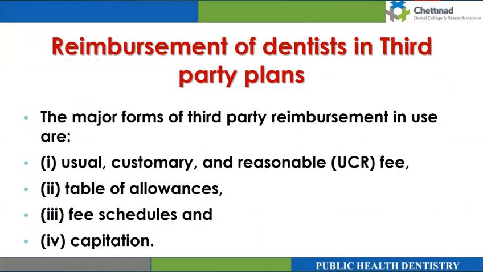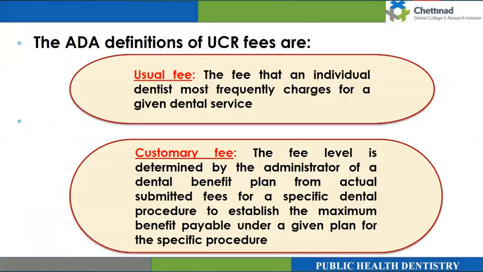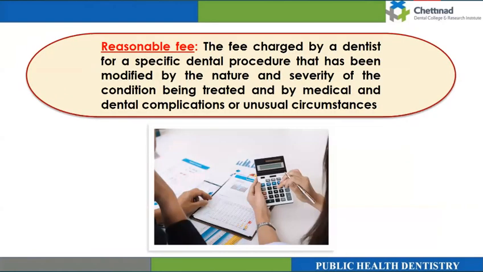Next, reimbursement of dentists in third party plans. The major forms of third party reimbursement in use are usual, customary, and reasonable fee, table of allowances, fee schedules, and capitations. ADA definition of UCR fees are: usual fee means the fee that an individual dentist most frequently charges for a given dental service. Customary fee: the fee level is determined by the administrator of a dental benefit plan from actual submitted fees for a specific dental procedure to establish the maximum benefit payable under a given plan for a specific procedure.